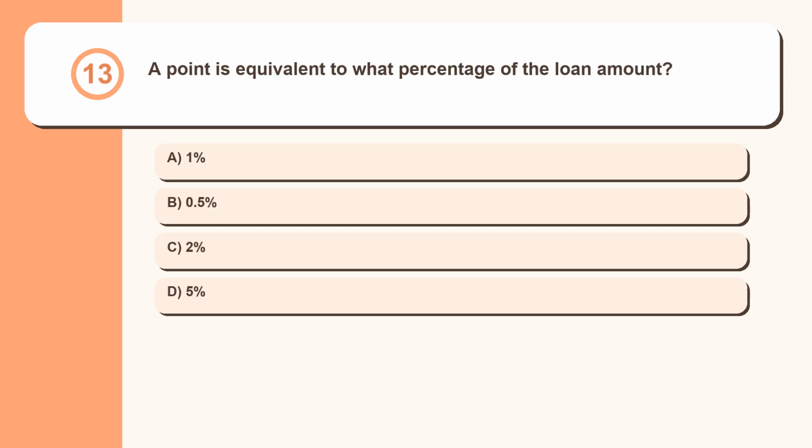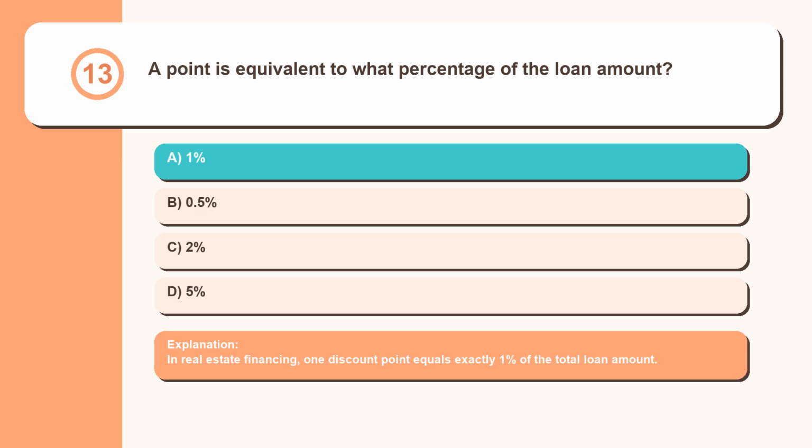Question 13. A point is equivalent to what percentage of the loan amount? 1%, 0.5%, 2%, 5%. In real estate financing, one discount point equals exactly 1% of the total loan amount.